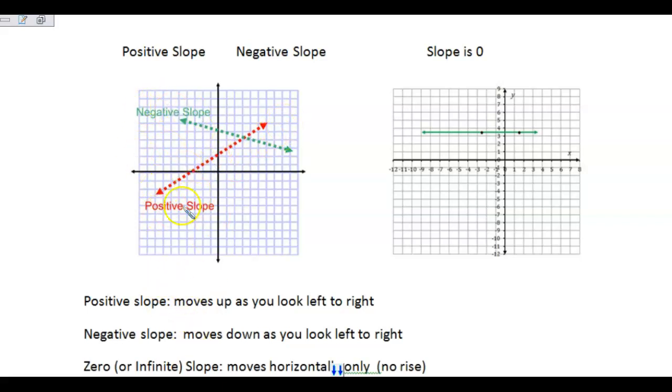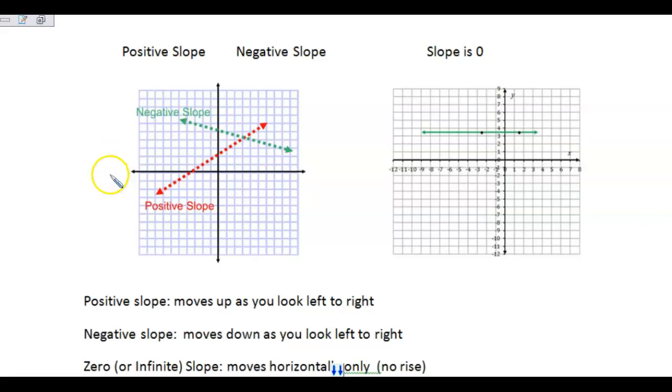So I'm going to do this red one first. As I'm coming across left to right and I run into that line and start following that line up, you'll notice it's going in an upward motion as you're going left to right. Because it is going up as you're looking left to right, it is a positive slope. If I were to read going across left to right and I'm coming across this green line, I see that it appears to be going down as I go left to right. Because it's going down, it is a negative slope.